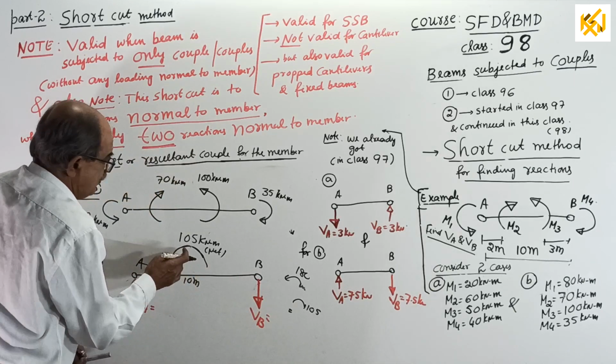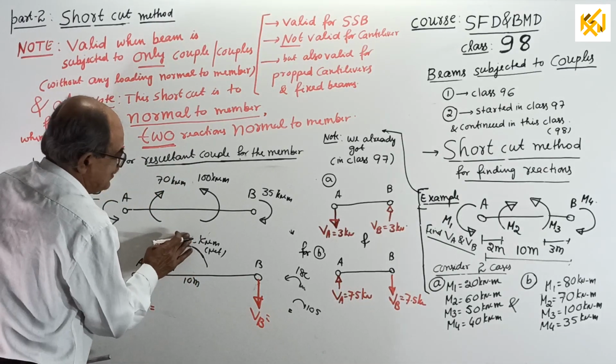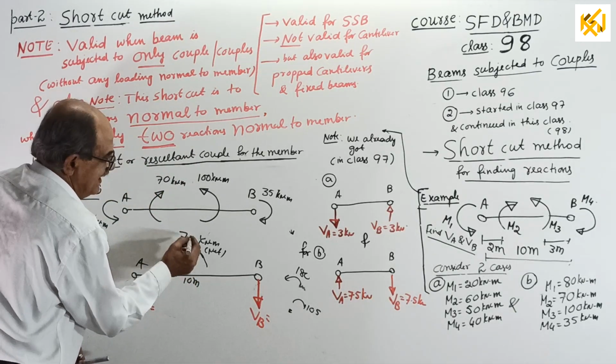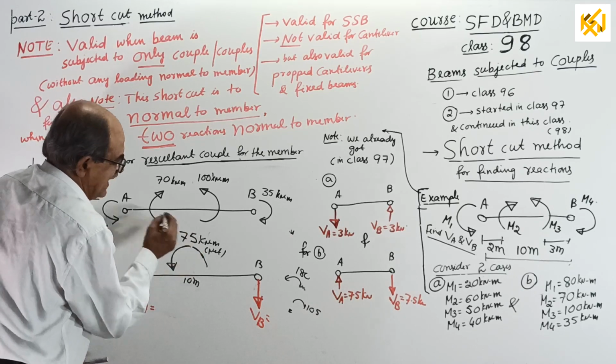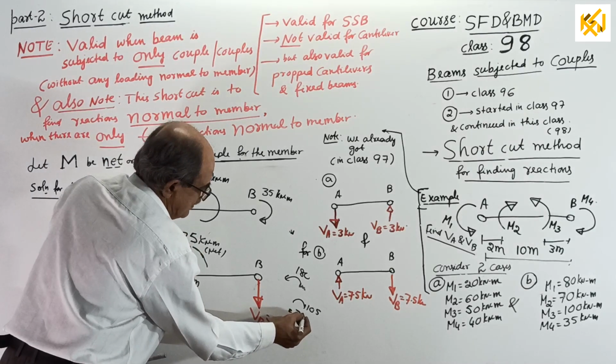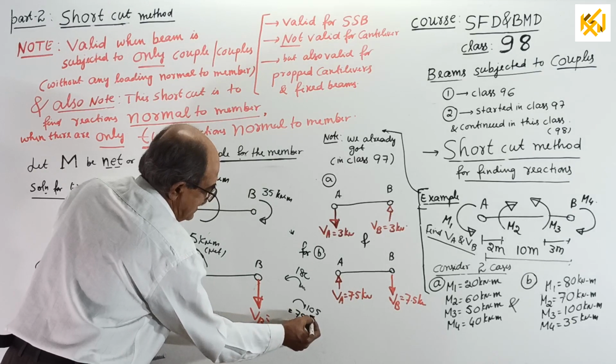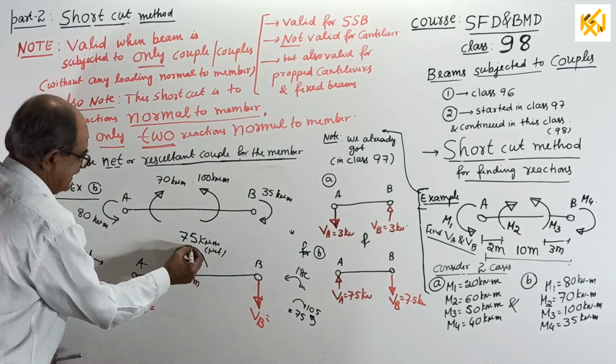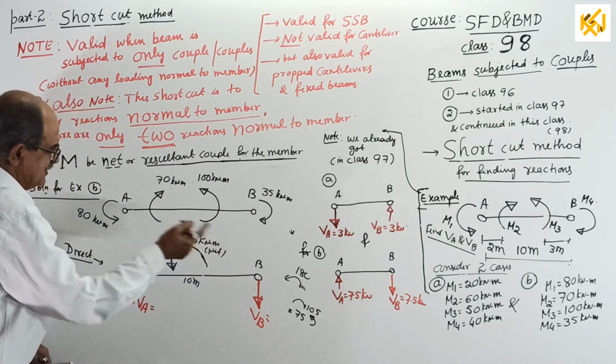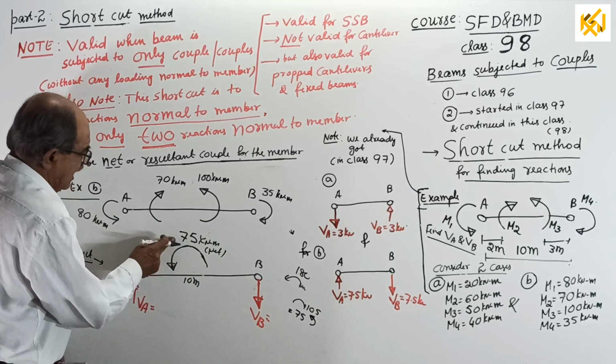Sorry, not 105. Again, the same problem. See, I told the same thing, 75. The same thing happened today also. Equal to 75 anti-clockwise. Okay. See, yesterday the same thing happened. I forgot the second value. Such things can always happen, I told.